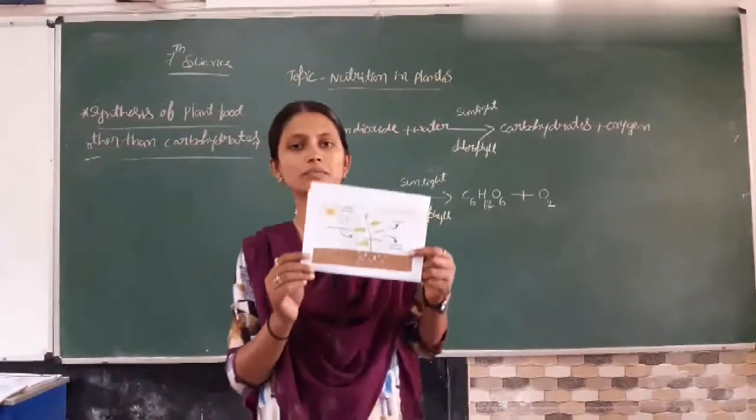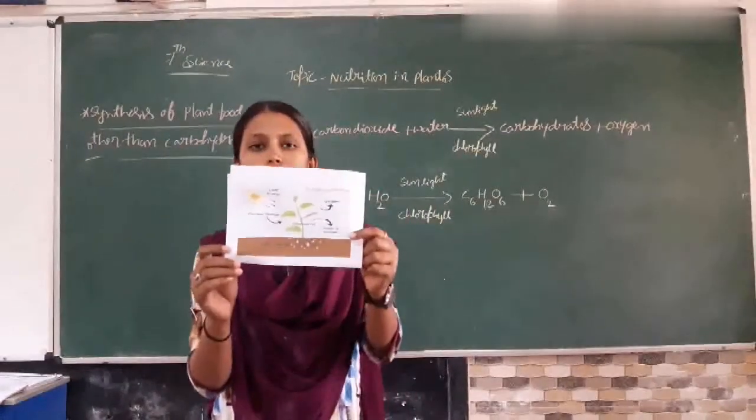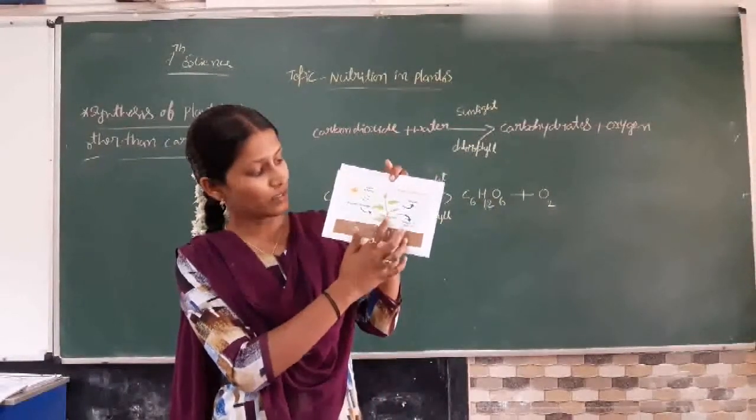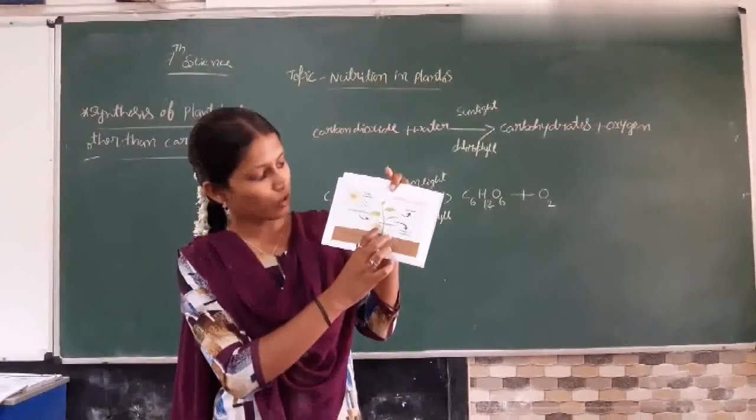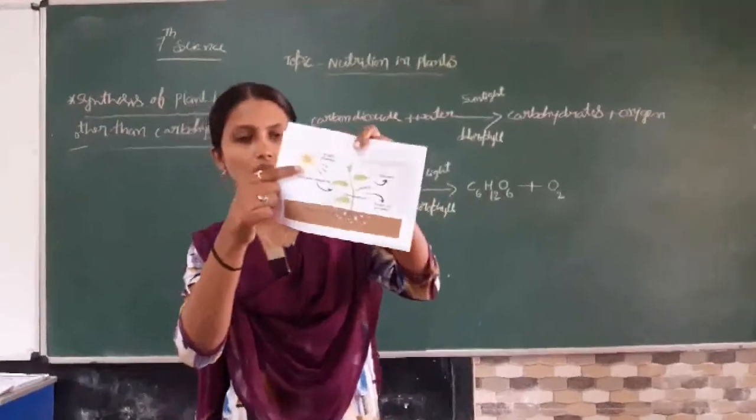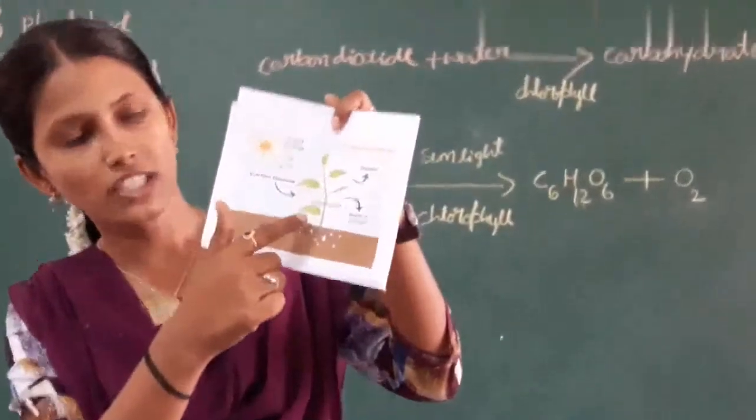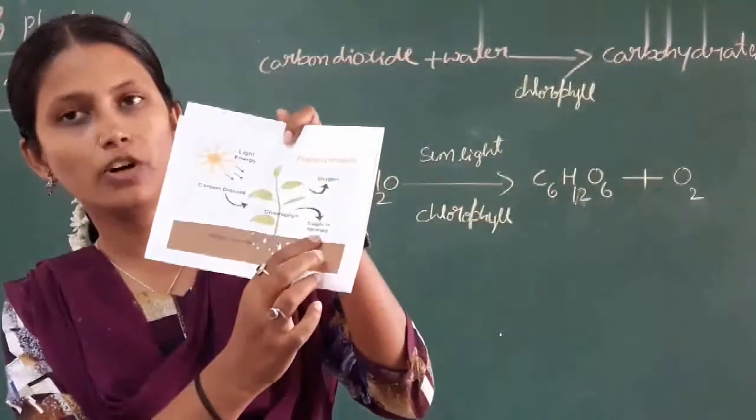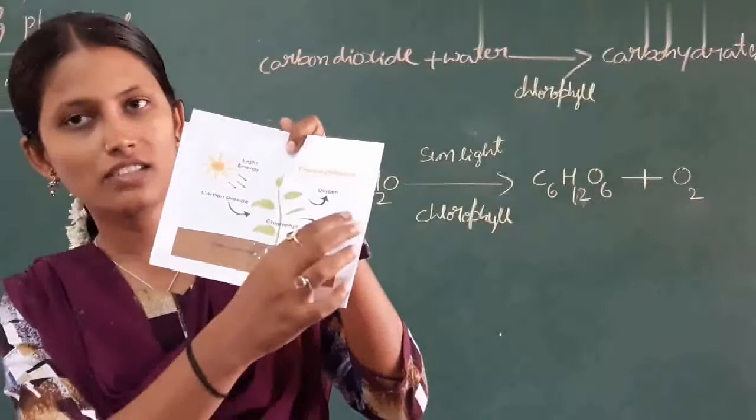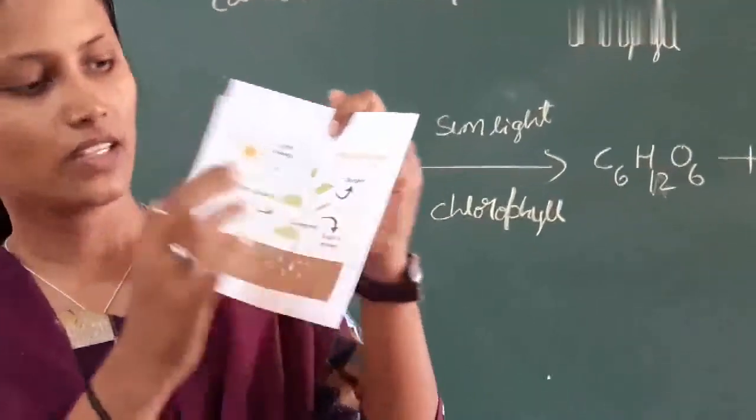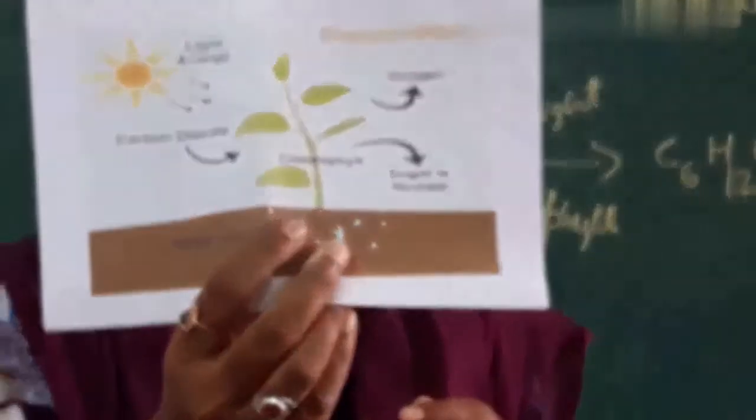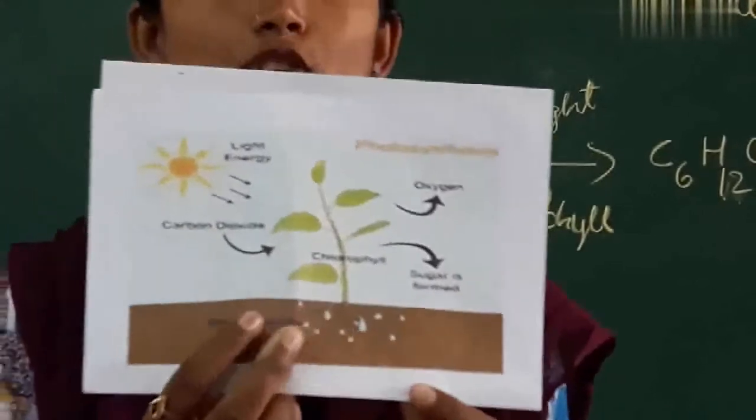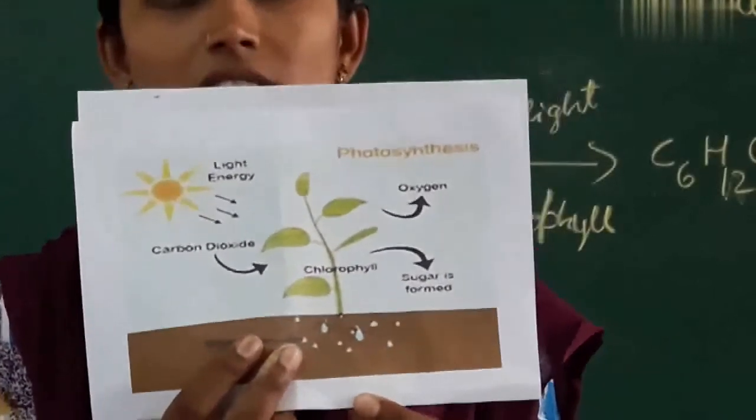Here is a diagram that shows the photosynthesis process. Plants prepare their own food using the chlorophyll present in the leaves. The chlorophyll absorbs the sunlight, and by using carbon dioxide and water, it forms carbohydrates and also releases oxygen. This is the photosynthesis process, which is very essential.